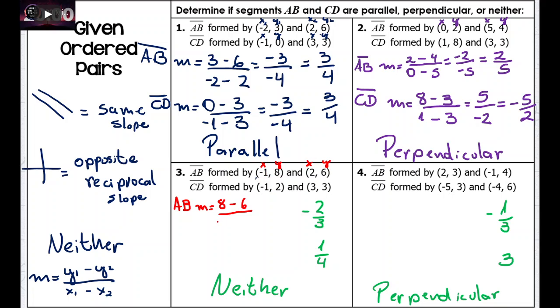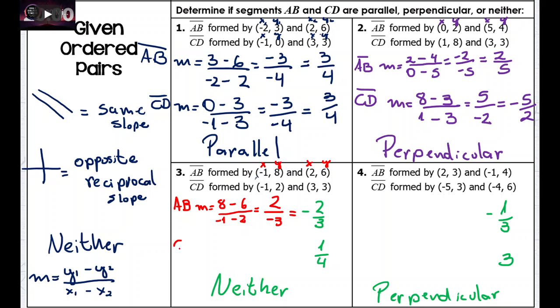my x1, which is negative 1, minus my x2, which is negative 2. Great, let's solve. 8 minus 6 is 2, and negative 1 minus 2 is negative 3. And my slope, as you see here, is negative 2/3.